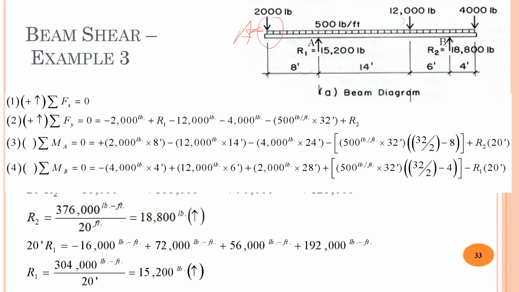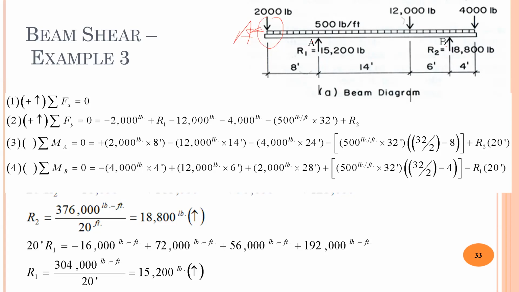All right. The next one would have been the 12. So the 12 will act at what distance now? 14 from A. See it here? And it is going in the clockwise direction, which is minus. So 12,000 times 14. And then the next one would be what now? What is that distance? Looks like 24. 14 plus 6, 24. So 24 for the 4,000, and it is also minus.